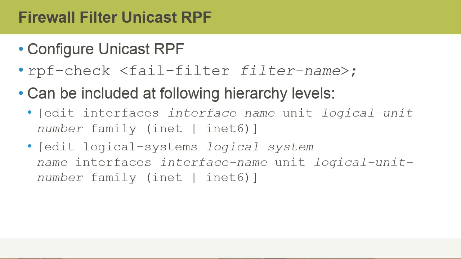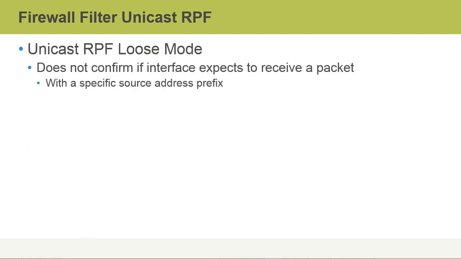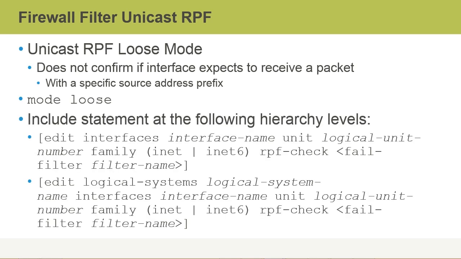Now, the RPF check command has an optional fail filter parameter where you could specify a filter that's to be processed upon failed packets. The second mode for unicast RPF is unicast RPF loose mode. With loose mode, it does not confirm if the interface is expecting to receive a packet with this specified source address. To configure your interface for unicast RPF loose mode, we use the mode loose command. And again, you use this command on the interface itself. So unicast RPF must be configured with each interface.